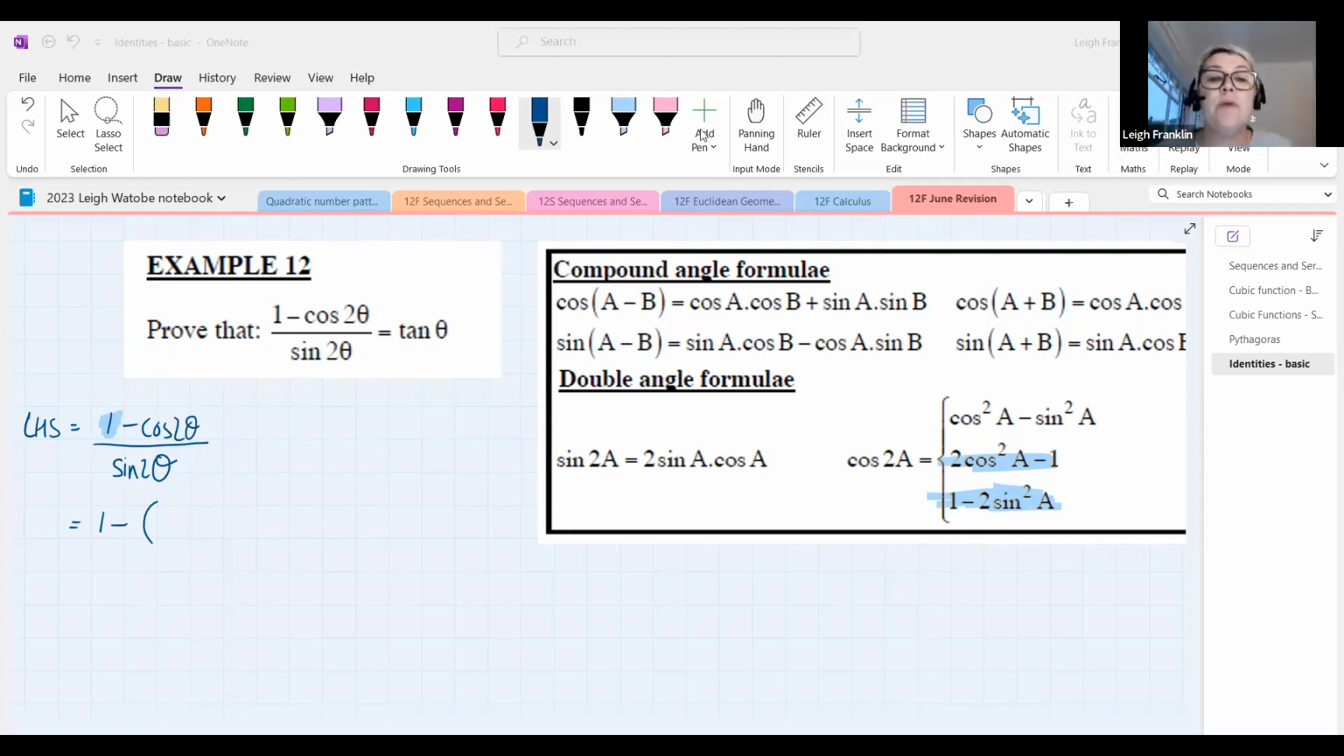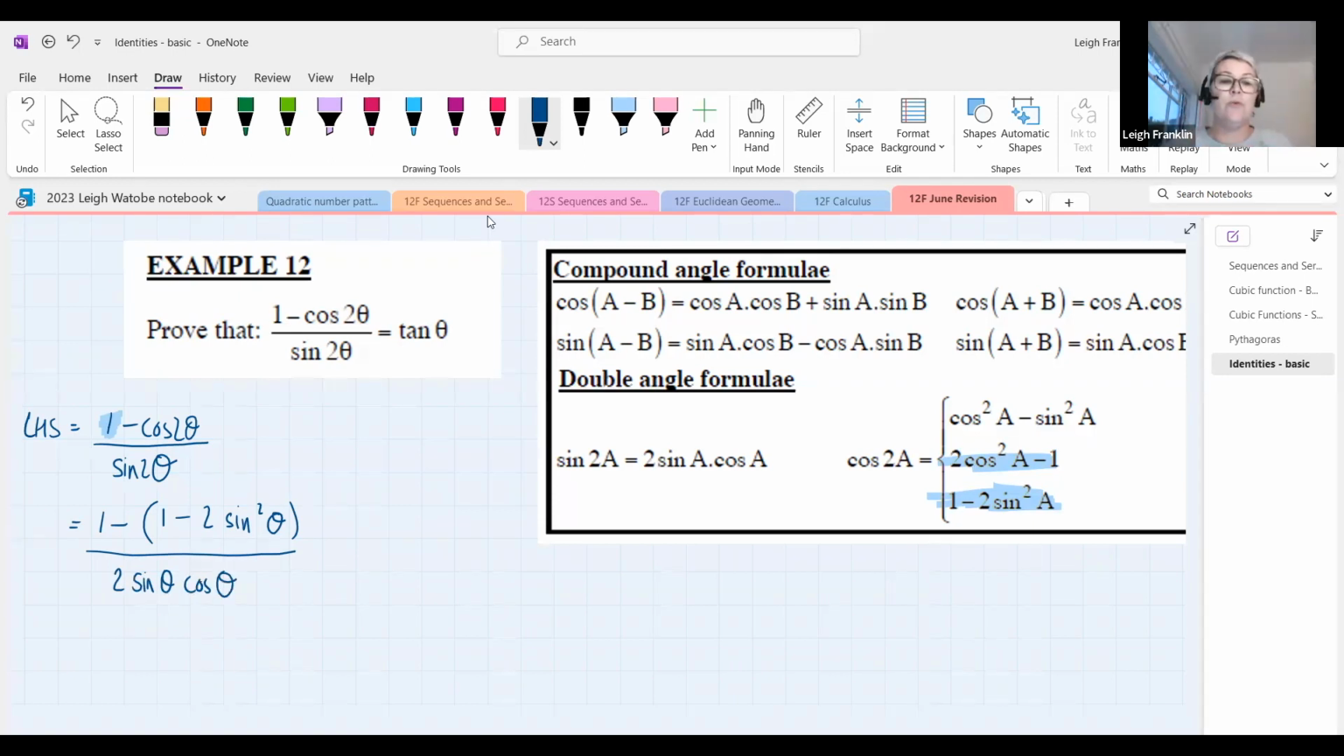Yes, Salma, I agree with you. 1 minus 2 sine squared A will get rid of the 1. So let's go and sub in. So we've got 1 minus 2 sine squared A. Lovely. And of course, when it comes to sine 2 theta, I shouldn't have written an A there, I should have written a theta. We've got nothing else that we can replace it with except 2 sine theta cos theta. So let's go ahead and do that. So 2 sine theta cos theta.